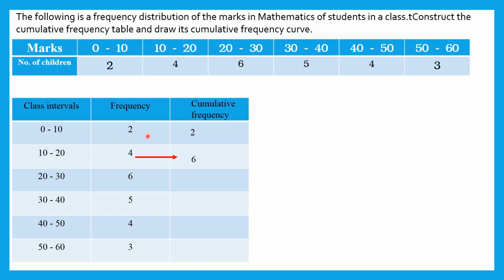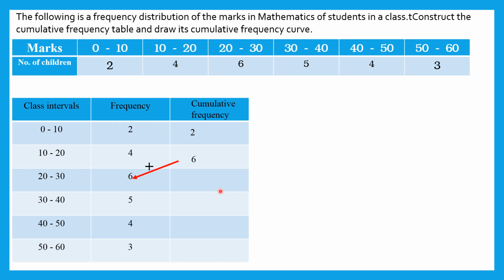2 is added with 4. Okay, 2 plus 4 is 6. You have to put the result in this column. Okay, and now you can continue this method. What should we do? 6 plus 6.